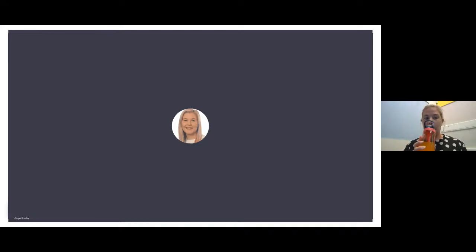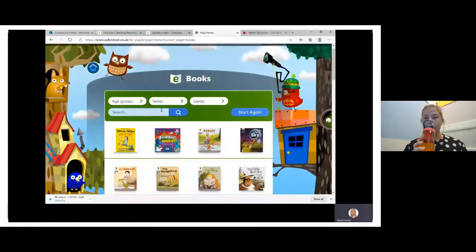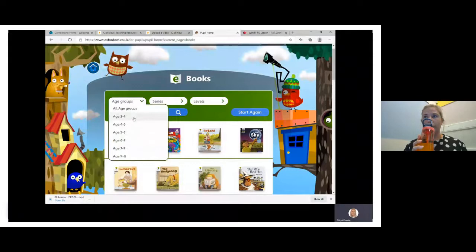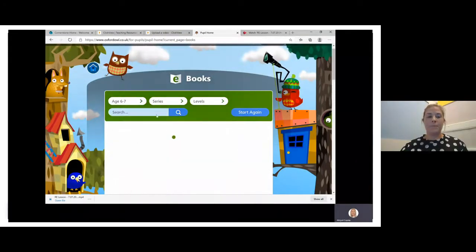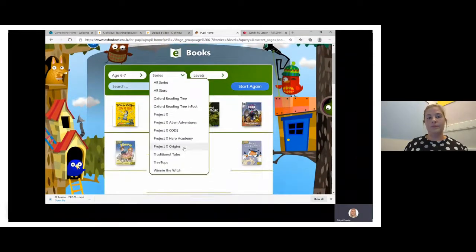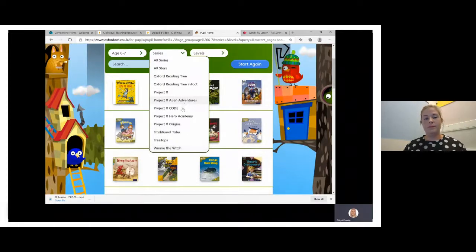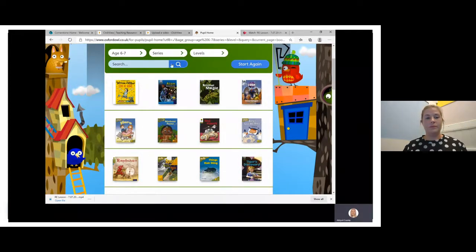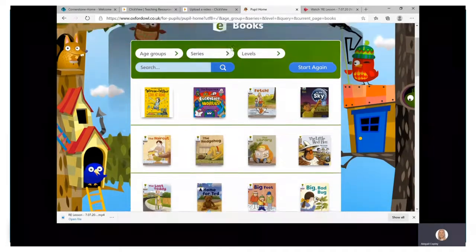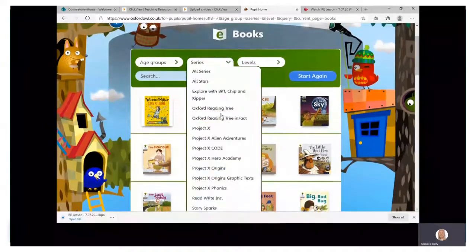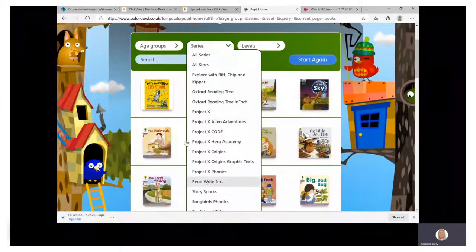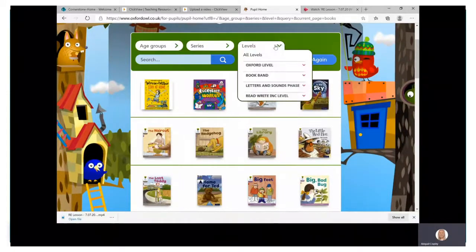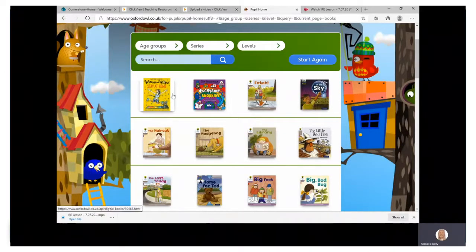So on Oxford Owl, you can search by age group, and it will bring up books relevant for that age group. There are also different series that you can read. So in school, we do a lot of Read Write Inc for the younger years. That's the phonics scheme we use, and some of those books are on here. Also by levels, so Oxford level, book bands for all different types.